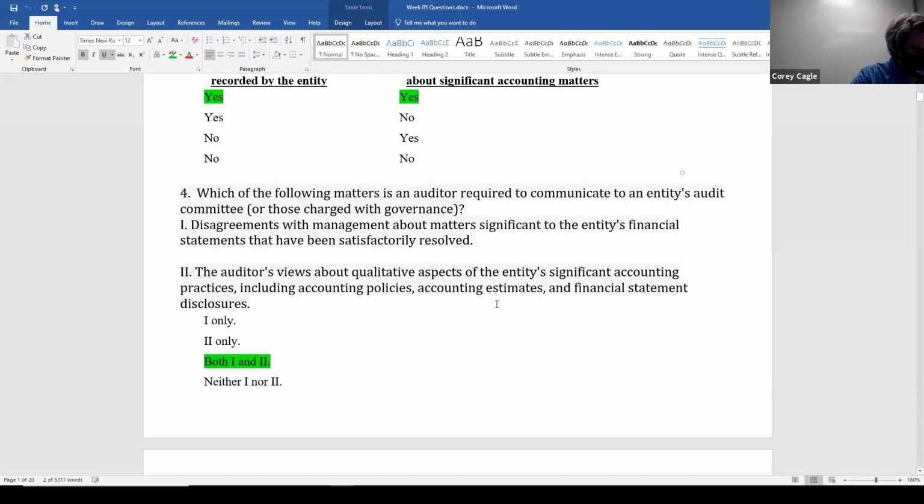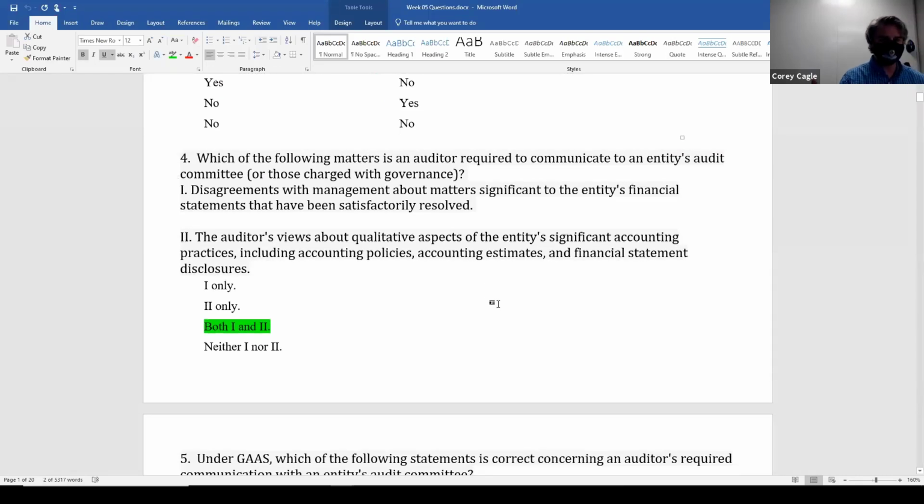Four is a good one. Again, about that whole idea of disagreements with management. Which of the following matters is an auditor required to communicate to the audit committee or those charged with governance? Should they communicate disagreements with management? You can stop reading there. The answer is yes. Should they communicate auditors' views about qualitative aspects of the entity's significant accounting practices, including accounting policies, accounting estimates, and financial statement disclosures? Of course. So it's pretty simple.